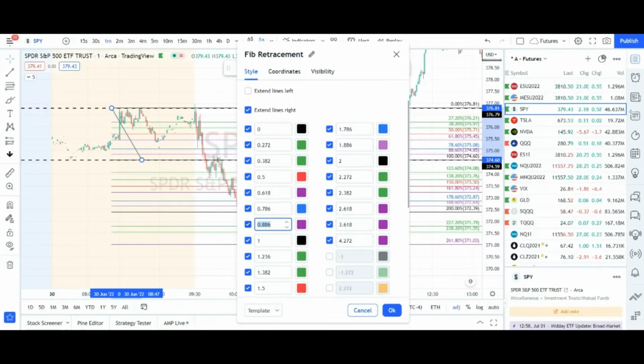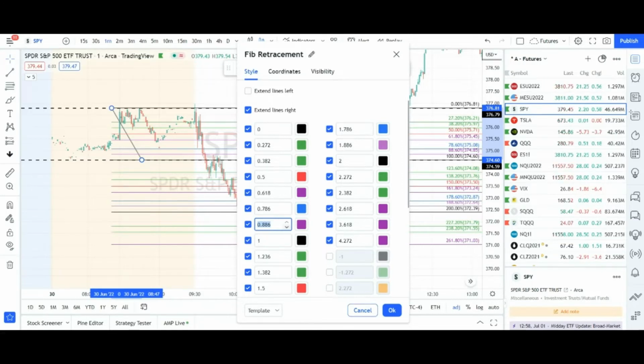Basically, if you see all the YouTube videos, I don't think very few will have this level 0.886, or you can say 88.6% level. Why I'm using it, I will let you know. I will show you during the chart. When I go over the chart, you will see by yourself how important this level is for you guys. You will not see most of the traders use this level, but this level is really good.